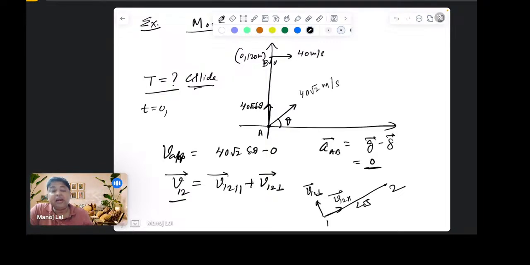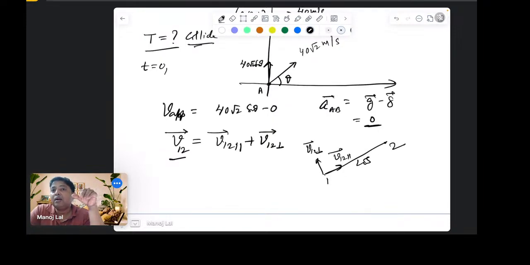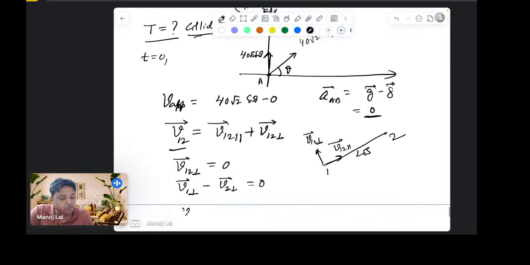So since they meet each other and velocity of approach is constant, and there is no acceleration, then it is only possible that there is no perpendicular component. Means what? V12 perpendicular must be 0. It means velocity of 1 in perpendicular direction minus velocity of 2 in perpendicular direction must be 0. So velocity of 1 in perpendicular direction must be equal to velocity of 2 in perpendicular direction.